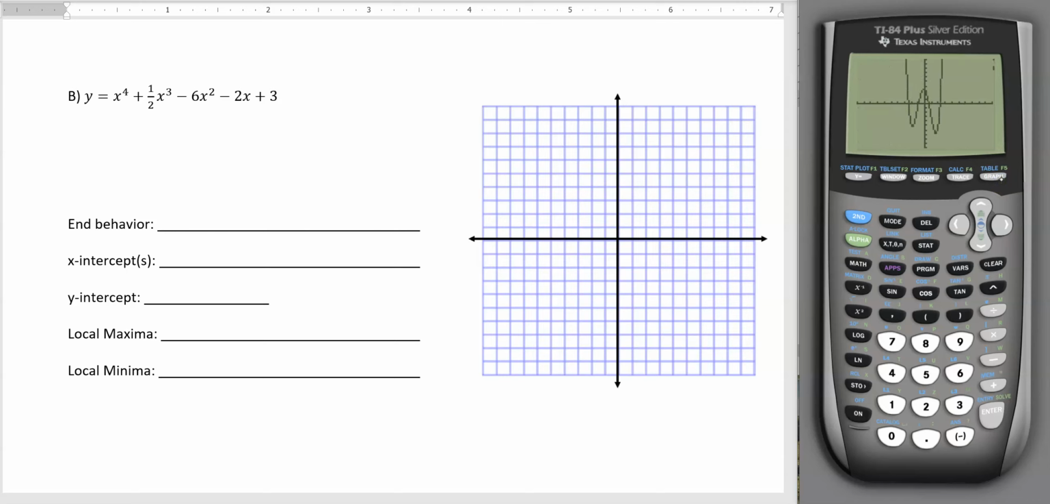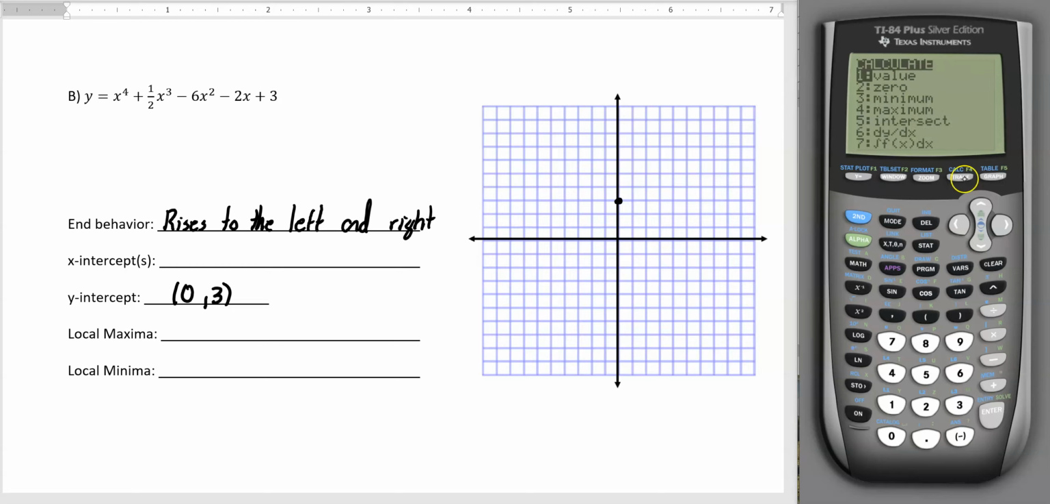Oh boy. Okay, we're going to get put to work here. So our end behavior, this one definitely rises to the left and right. Our y-intercept would again be 0, 3. Happy coincidence. We have 4 x-intercepts. Let's get to it.